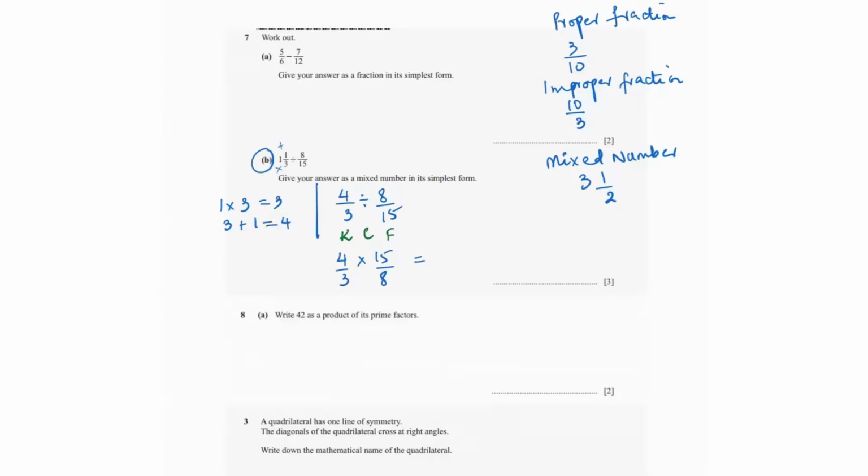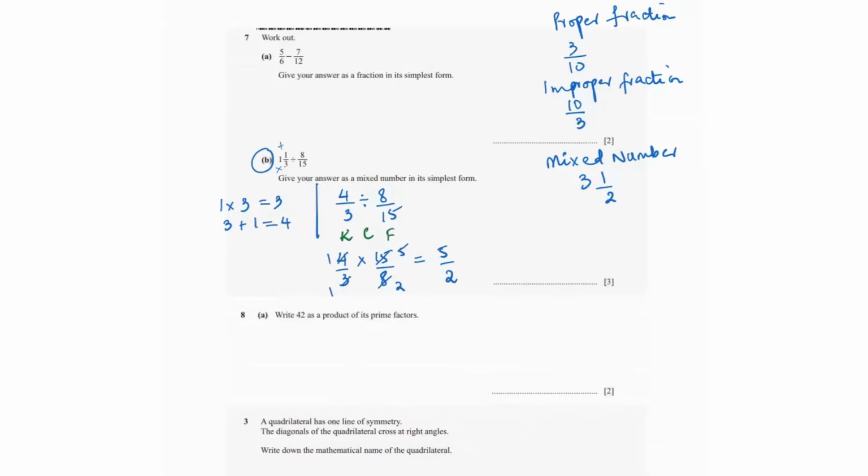Now, I mentioned earlier when you're multiplying fractions, it's best to simplify. Simplification is done vertically or diagonally. So we know 4 and 8 come in the same times table, which is the 4 times table. 4 ones are 4, 4 twos are 8. Same for 15 and 3, 3 ones are 3, 3 fives are 15. So that leaves us with 5 over 2.